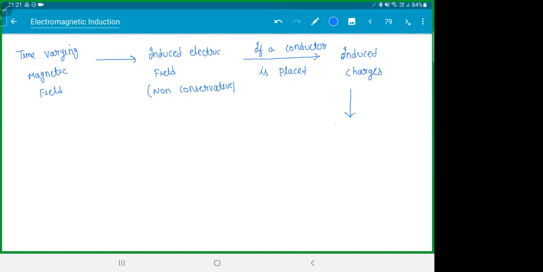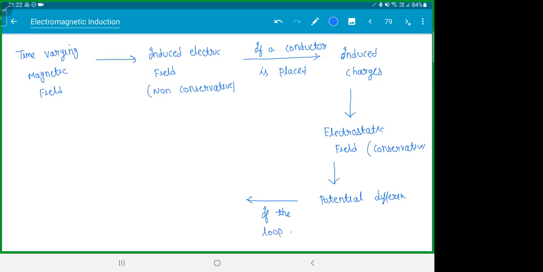These induced charges will not keep quiet. They will create an electrostatic field, which is conservative in nature. Field due to charges is always conservative. This will create potential difference. And if the loop is completed, if the whole circuit is a complete loop, then you get current.